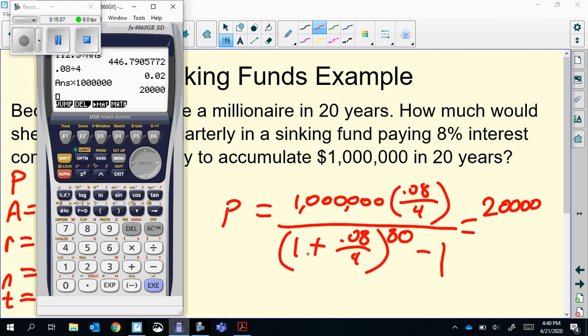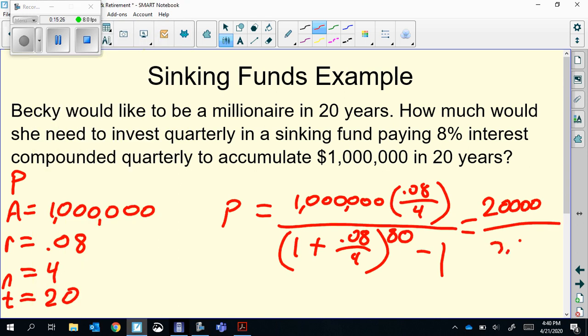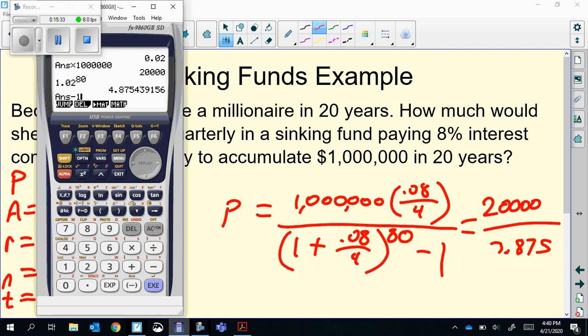And then for our denominator, that would be 1.02, then to the power of 80, subtract 1 from that, it's 3.875. So we'll actually subtract 1 so we don't need to retype, and then we'll do the 20,000 divided by the answer. So 70 cents, then the 5, you're going to have to round that up to 71 cents. So $5,160.71.